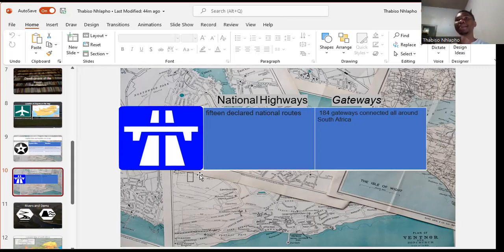So guys, how many gateways do we have in a country? Yes, Kelezo says we have 9 gateways. Kelezo, why do you say we have 9 gateways? Okay, Kelezo says we have 9 gateways because we have 9 provinces. As much as that makes sense, that is incorrect, Kelezo. We have 184 gateways connected all around South Africa. That's too much, but South Africa is big.